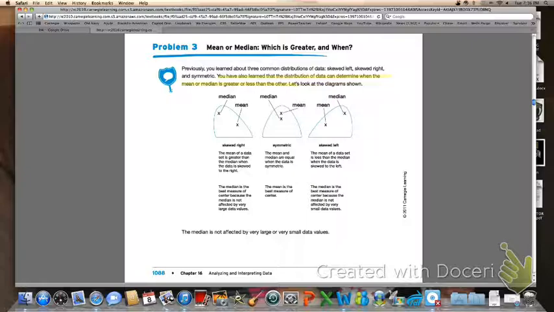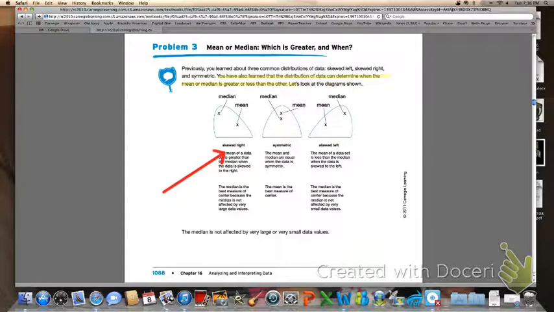If we take a look at the distribution skewed right, it says the mean of the data set is greater than the median when the data is skewed to the right. And if you look underneath that, it says that the median would be the best measure of center because the median is not affected by very large data values. Hopefully you understand that by now.